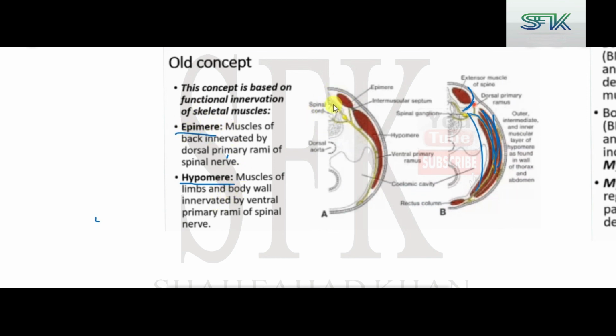Epimere, hypomere: back side, front side. Epi is actually the top side, and this is the bottom side. So that's the epimere muscle, and the rest of the muscles in front, the trunk muscles or the side muscles, are the hypomere muscles. All I want you to know from here is the meaning of epimere and hypomere in relation to muscles. The muscles innervated by the dorsal primary ramus are known as the epimere, and the muscles innervated by the ventral primary ramus are known as the hypomere. That's all from this slide.